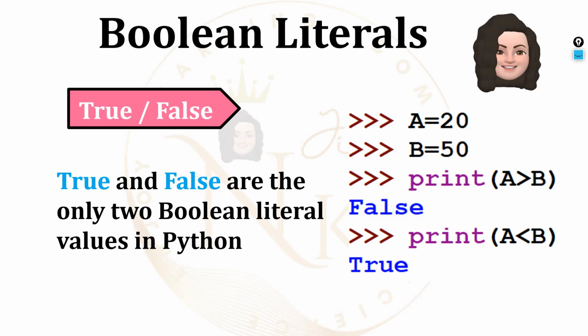Here A is equal to 20, B is equal to 50. Print A greater than B. Is 20 greater than 50? No, so it returns False. Print A less than B. Is 20 less than 50? Yes, it is True. Okay, so True and False are the Boolean literals.